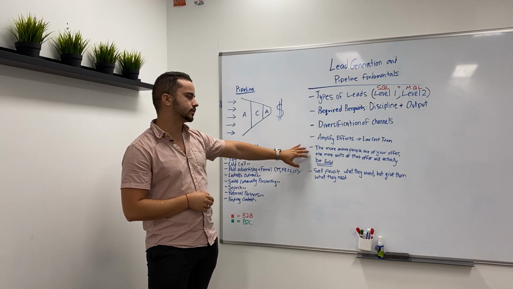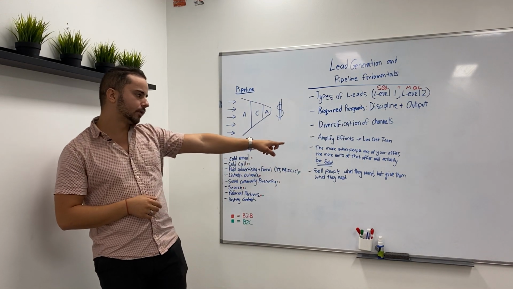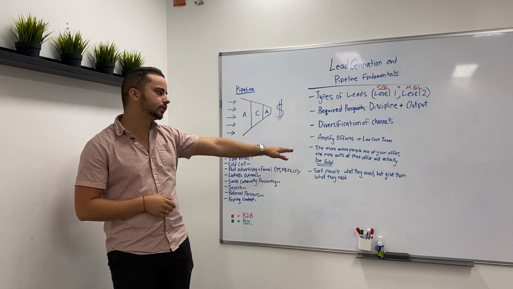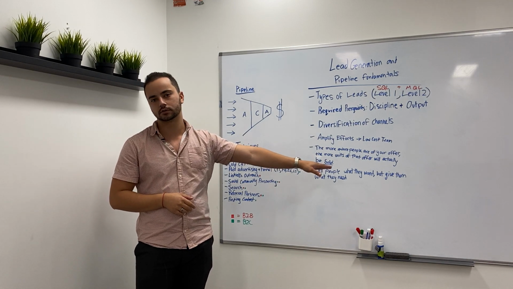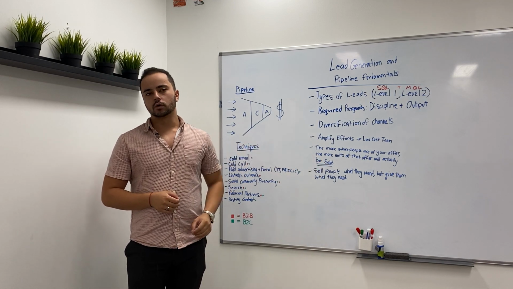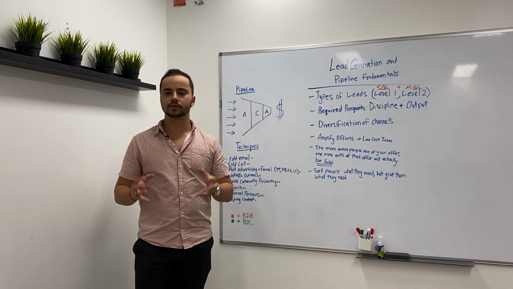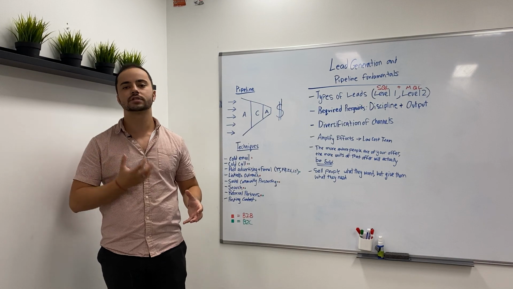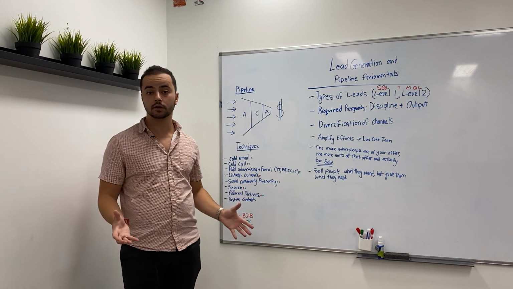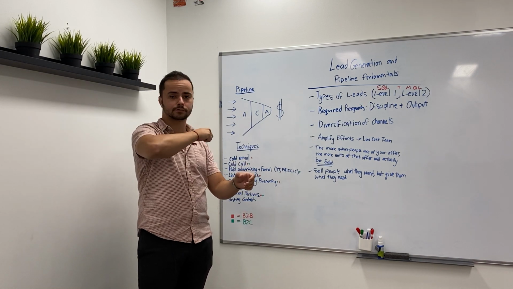And then the other thing is, the more people that are aware of your offer, the more units of that offer you will actually sell, right? So that ties into the output versus discipline thing. If you don't have the discipline to consistently do this every single day and never miss a day, right? Don't turn the faucet off, right?